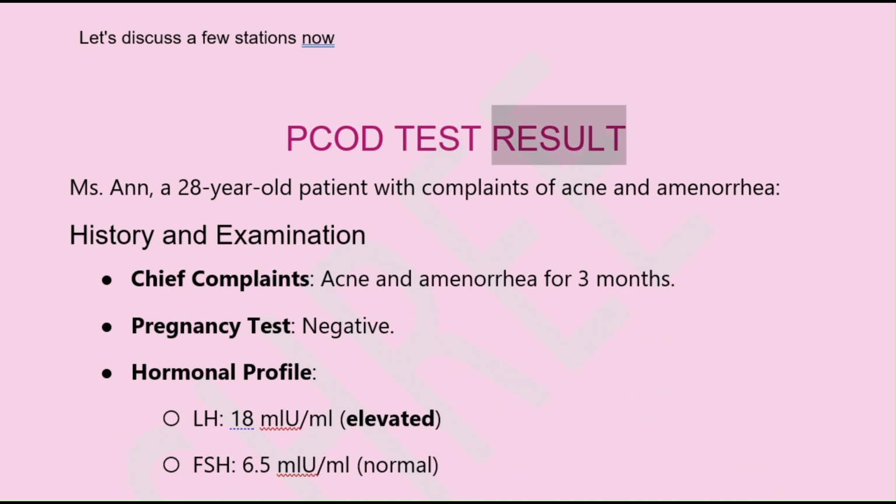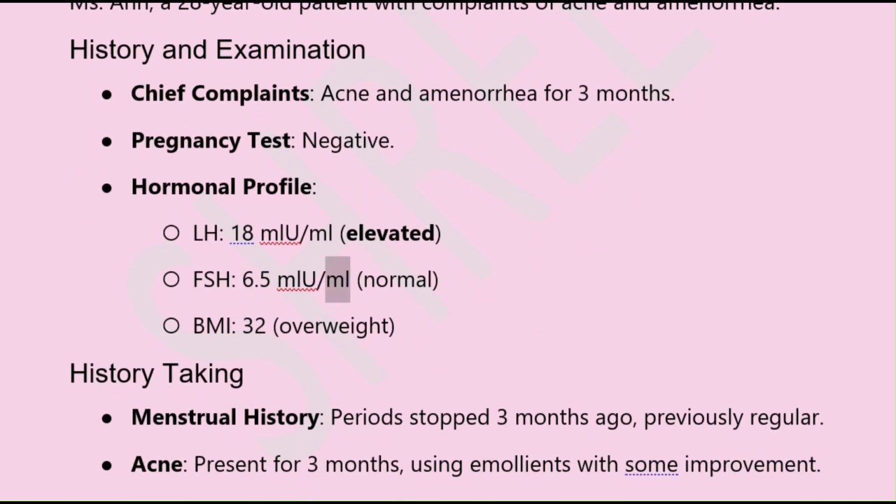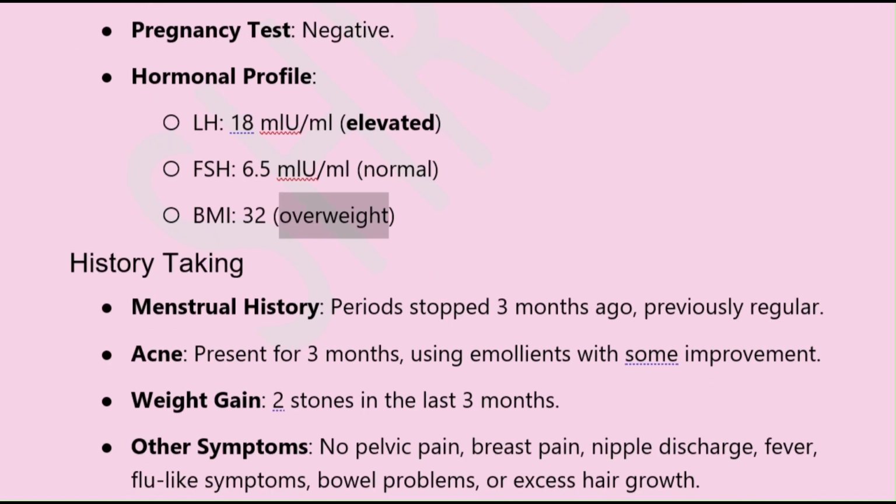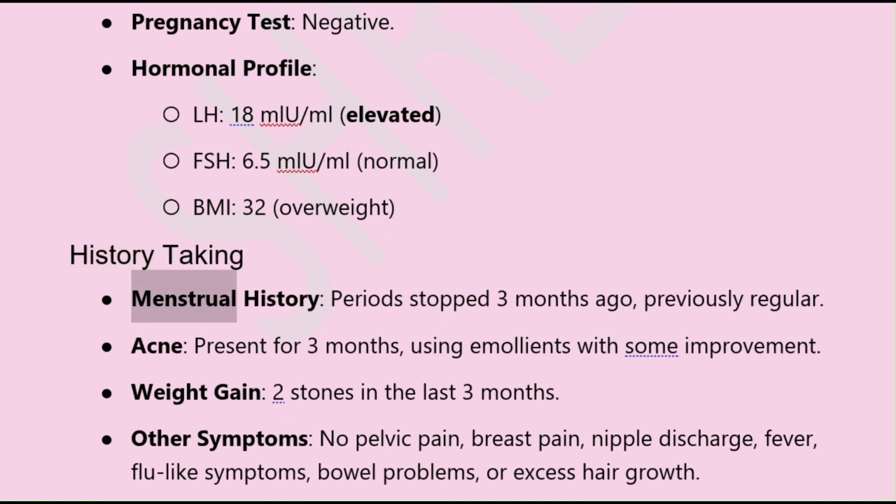PCOD test result. Ms. A, a 28-year-old patient with complaints of acne and amenorrhea. History and examination. Chief complaints: acne and amenorrhea for 3 months. Pregnancy test, negative. Hormonal profile: LH 18 mlU/ml, elevated. FSH 6.5 mlU/ml, normal. BMI 32, overweight.